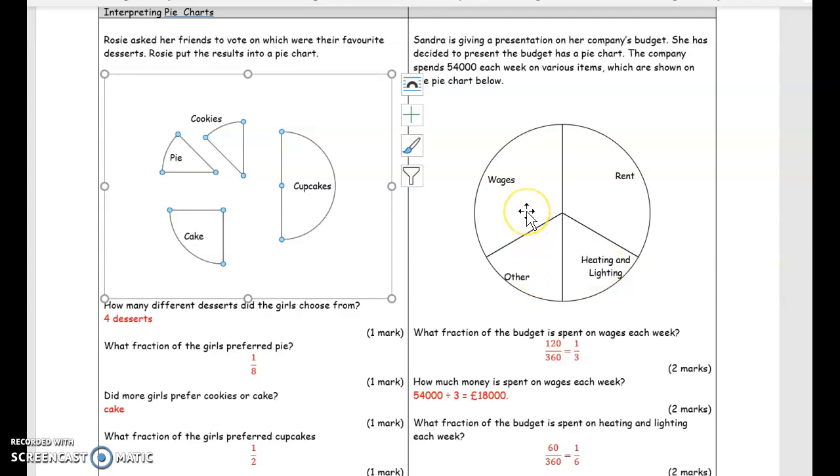So you've got wages here. You can either see it as, well, this whole pie here has 1, 2, 3, 4, 5, 6 pieces, yeah? So wages would have 2 out of 6. Or you can measure it and know that this is 120 degrees out of a total 360.